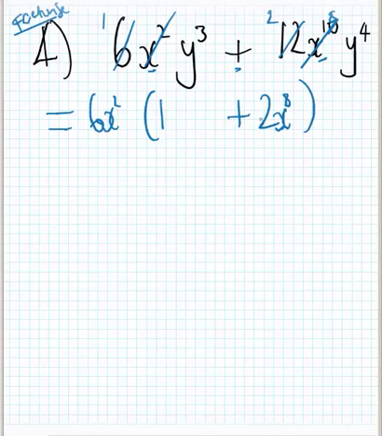And now I can see finally I've got a variable y. I've got 3 y's on this side and 4 on this side. Once again, I can take out my smallest amount. It's gone on the outside.